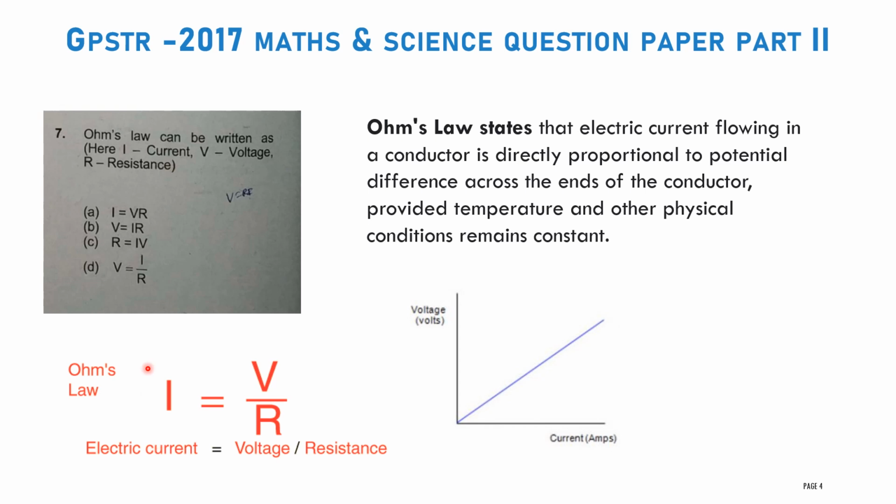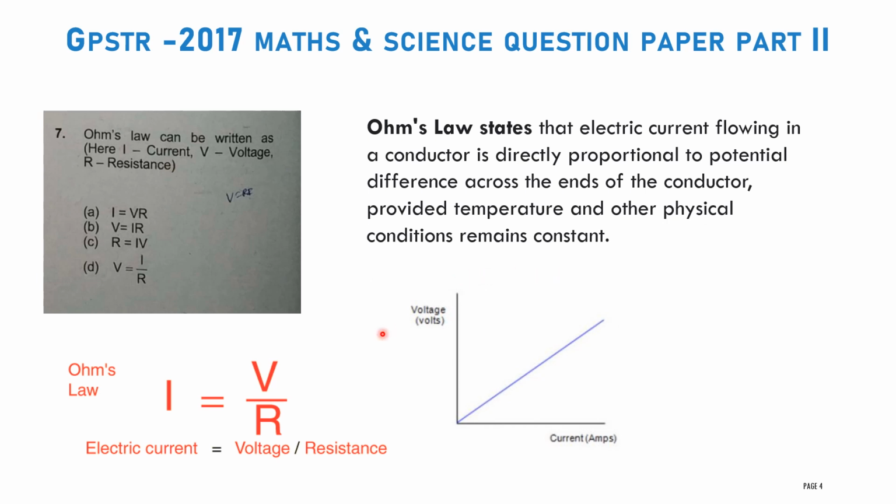Let us see the next question. Ohm's law can be written as, how can you represent Ohm's law mathematically? Here they are asking the question. Before answering this, let us discuss what is meant by Ohm's law. Ohm's law states that electric current flowing in a conductor is directly proportional to potential difference across the ends of the conductor, provided temperature and other physical conditions remain constant.